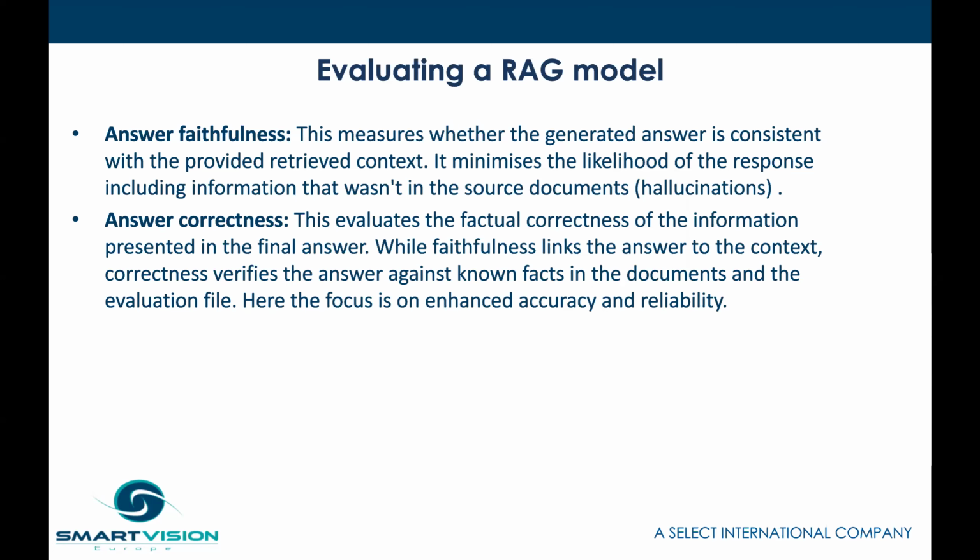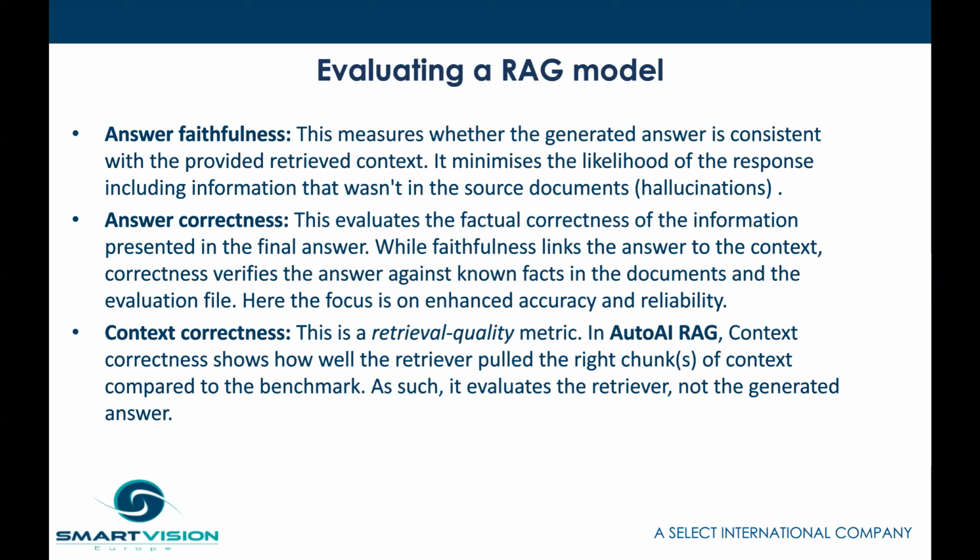Answer correctness is a different metric. This evaluates the factual correctness of the information presented in the final answer. And while faithfulness links the answer to the context, correctness verifies the answer against known facts in the documents and the evaluation file. Here, the focus is on enhanced accuracy and reliability. And the third metric is called context correctness. This is actually a retrieval quality metric. It's really looking at the retriever. In auto AI RAG, context correctness shows how well the retriever performed in pulling the right chunks of context compared to the benchmark. As such, it's evaluating the retriever, not the generated answer.